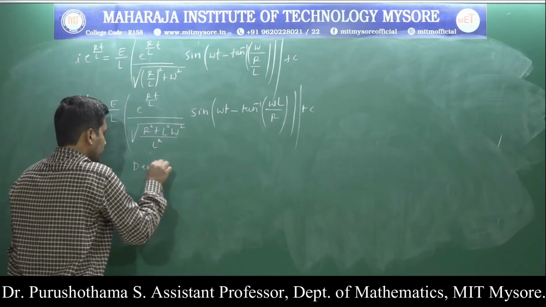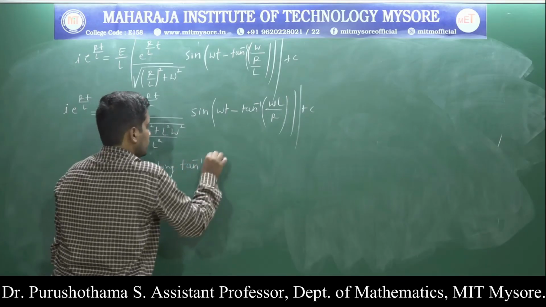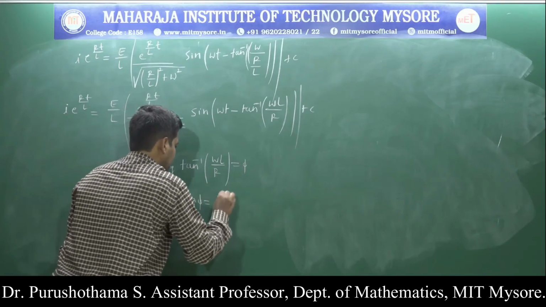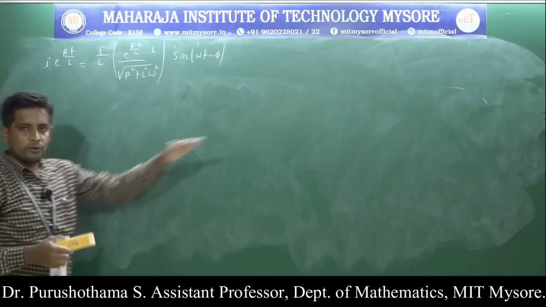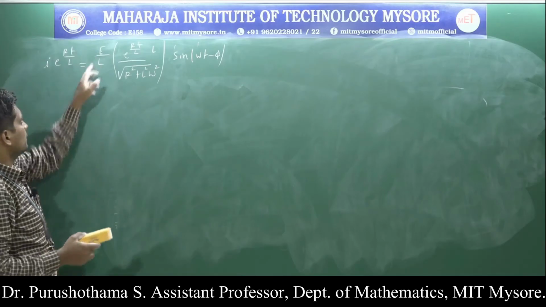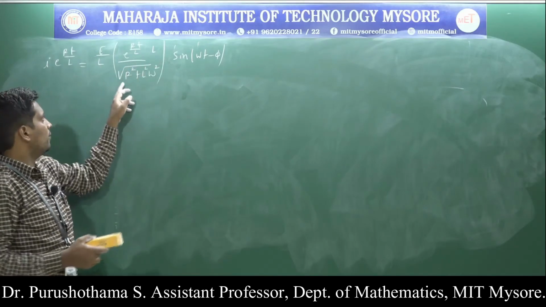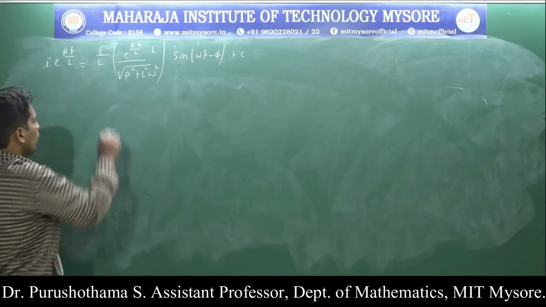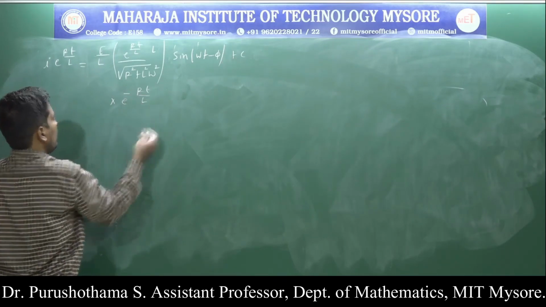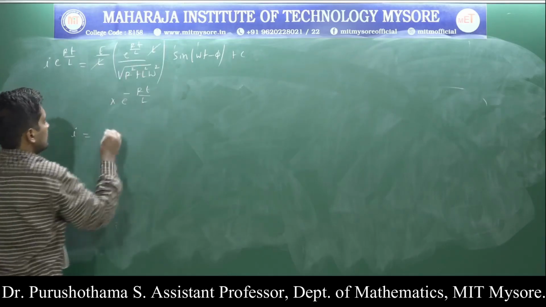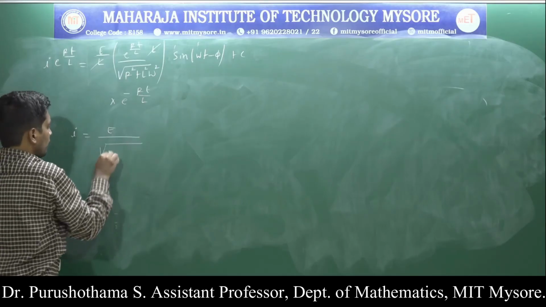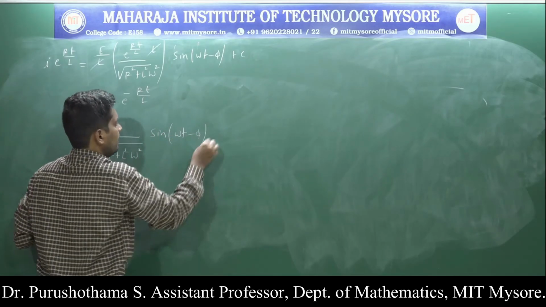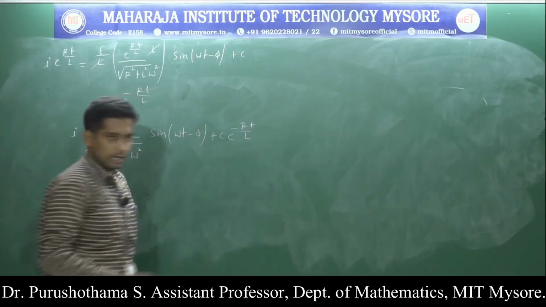Therefore, in the next line, denoting tan inverse of omega L by R as phi, or tan phi is equal to omega L by R. After denoting tan phi, I into e power RT by L is equal to E by L into e power RT by L into L divided by square root of R square plus L square omega square into sin of omega t minus phi, plus C. In the next step, multiplying the whole equation by e power minus RT by L, the L's cancel and we get I is equal to E divided by square root of R square plus L square omega square into sin of omega t minus phi, plus C into e power minus RT by L.